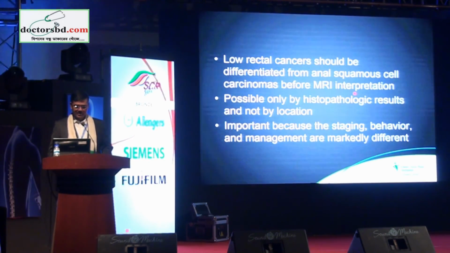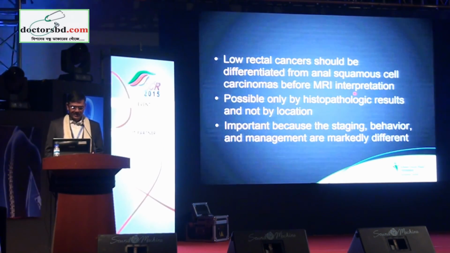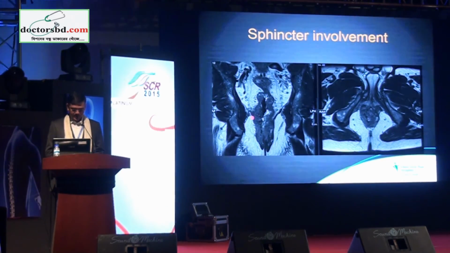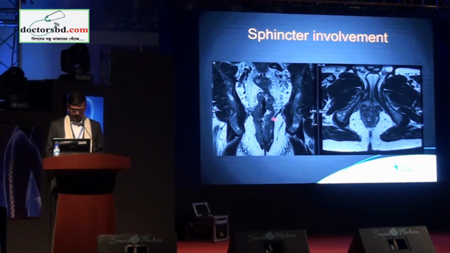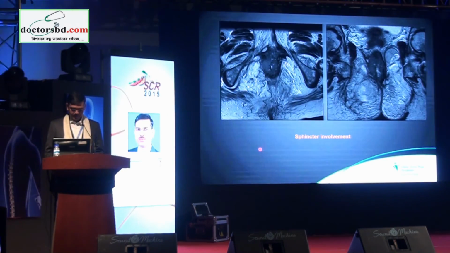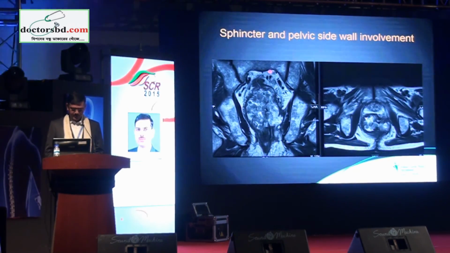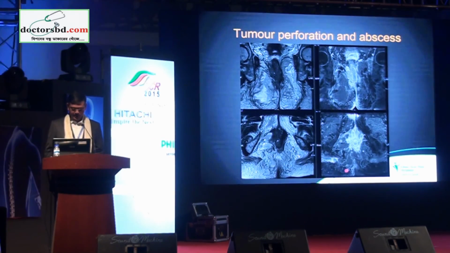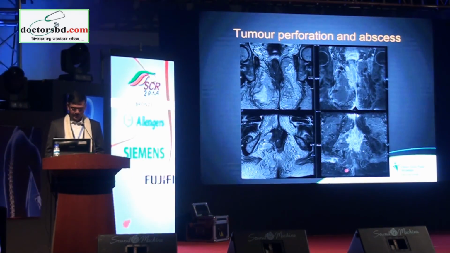Low rectal tumors are important, especially because we need to see the sphincteric involvement in these cases, and it is very well seen on the MR. You can see on the right side it has gone all the way beyond into the sphincter. You can differentiate sphincter signal intensity on the left, but you don't really see it on the right. And again another case of sphincter involvement. Then it has gone all the way to the pelvic side wall. And there is perforation of the tumor, and there is an abscess in the ischioanal fossa.